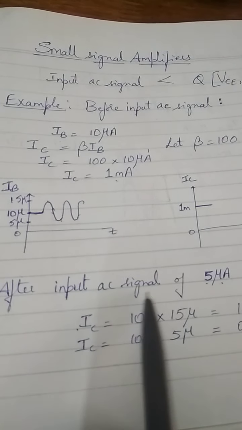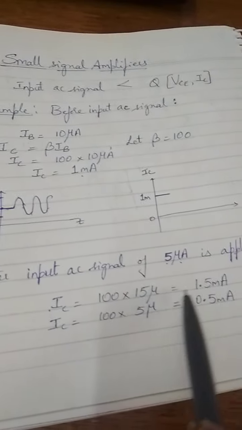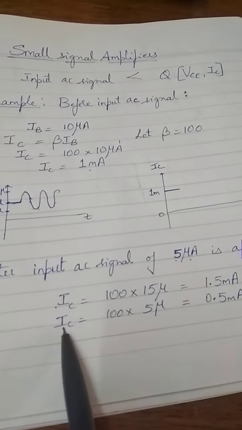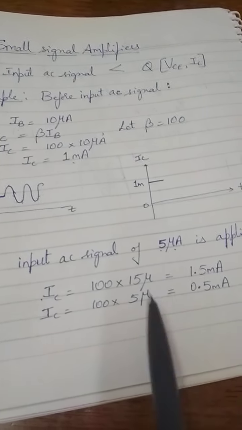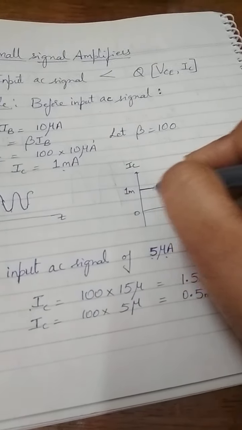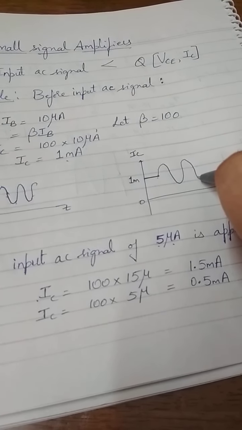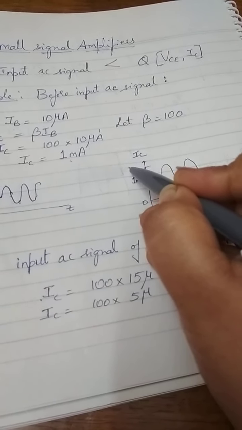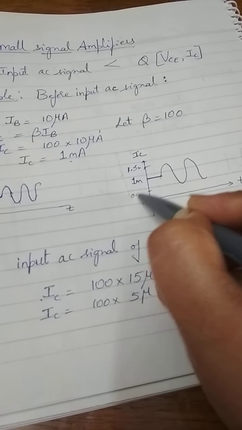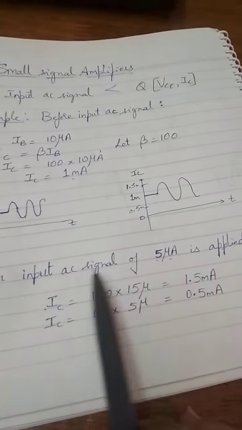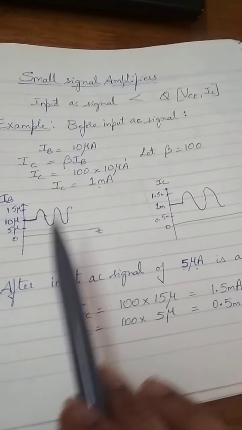IC, same formula, beta into IB. When IB goes to 15 micro, your IC will become 1.5 milliamperes. And when IB goes to 5 micro, then it becomes 0.5 milli. So your IC also will start going as an AC output, 1.5 to 0.5, 1.5 to 0.5. This will be 1.5 milli, and this will be 0.5 milli. So after the application of AC, both your IB and IC will become AC and they will start fluctuating.